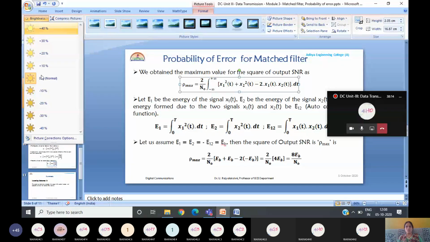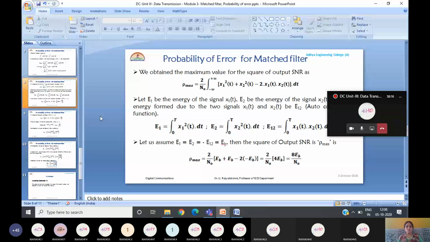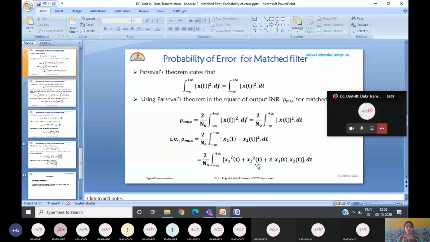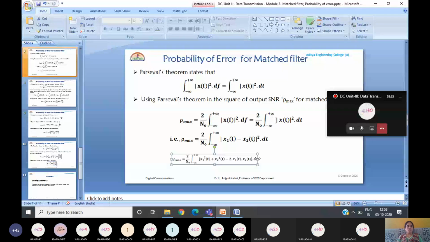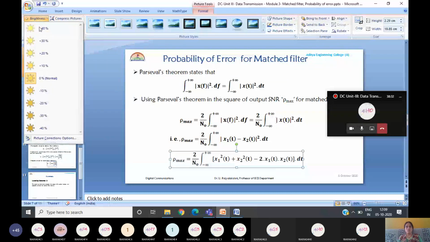And here also I have to do the same thing. I am changing the contrast and brightness so that it's not visible to the students. That's why I am doing like this. Okay.